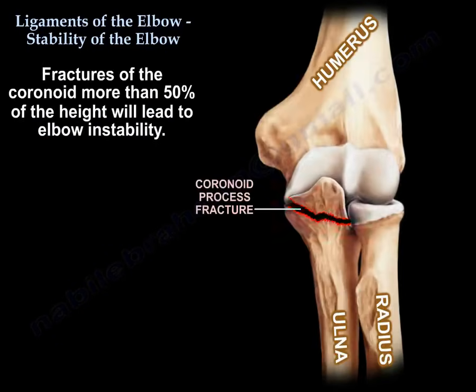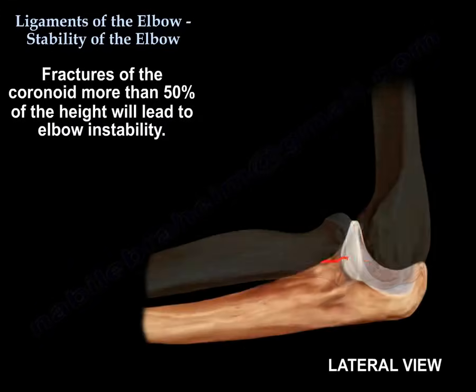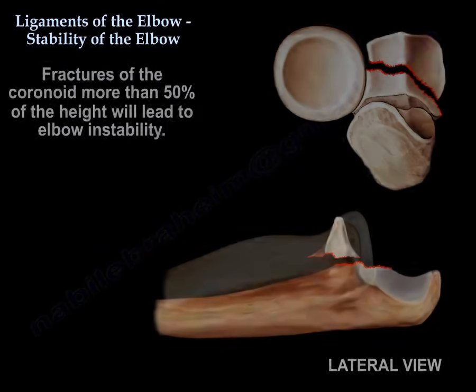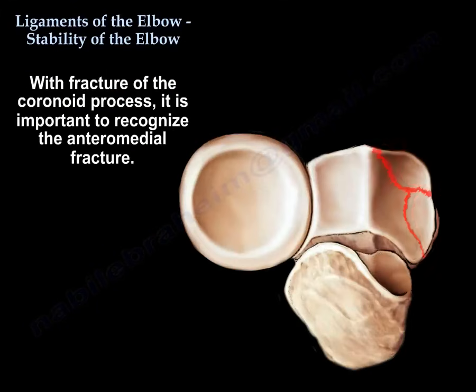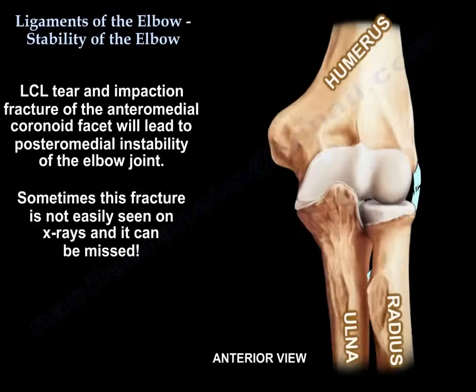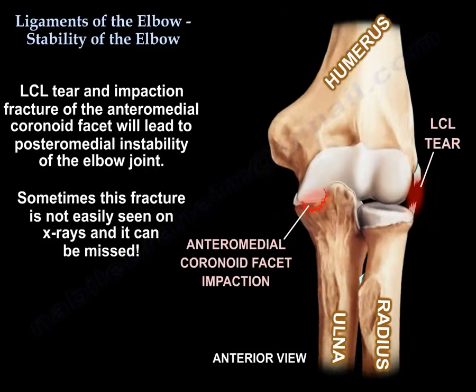Fractures of the coronoid process more than 50% of the height will lead to elbow instability. There is another fracture of the coronoid process that we need to recognize, and it is the anteromedial fracture of the coronoid process. If you have an LCL tear, which is lateral collateral ligament tear, and impaction fracture of the anteromedial coronoid facet, this will lead to posteromedial instability of the elbow joint.